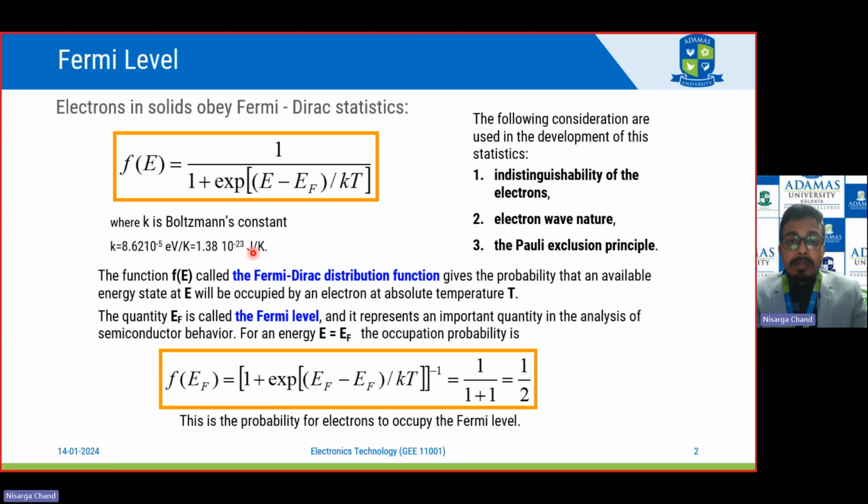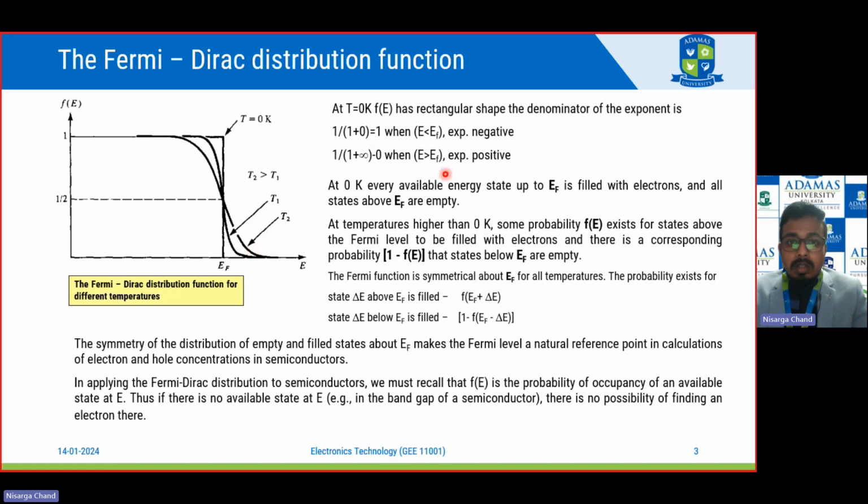Now that is the Fermi level. Now, how can you set that 0, half, and 1, this standard? If E is equal to EF, that means we know that this is called half probability. But if E is less than EF, that means it's 1 by 1 plus 0, so that is 1.